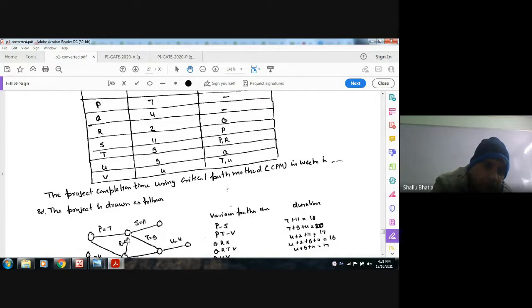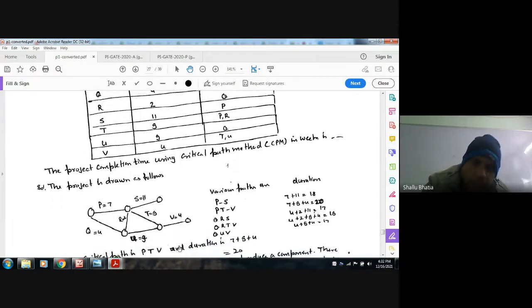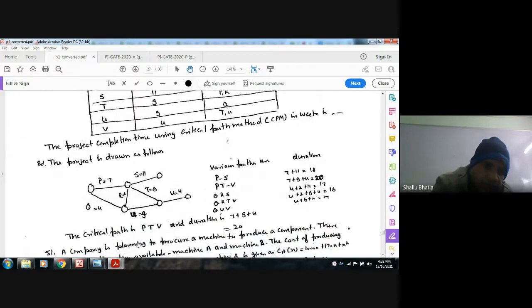So we have to join this. Next U after Q. Then V after T and U. So by the various paths we can calculate the critical path, which is taking the maximum duration. So the critical path is P, T, V, so 7, 9, 4. The total critical duration is here 20.